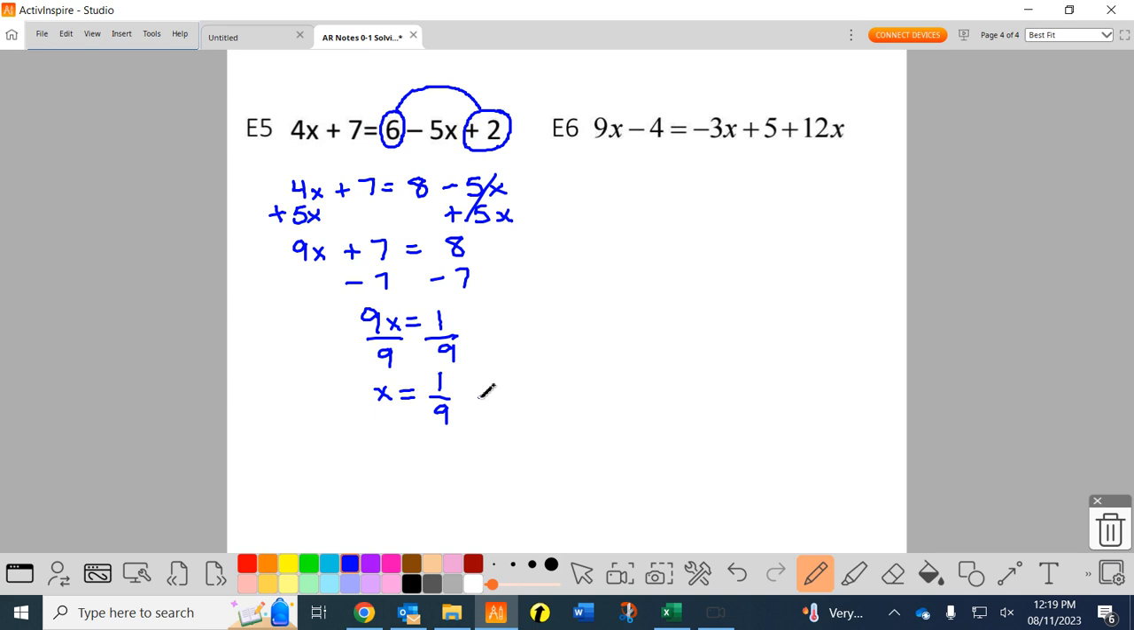Where's the last one? Point 2. 6. What'd you get? Nope. It's different. Yeah. It's different. It's going to be different on purpose.